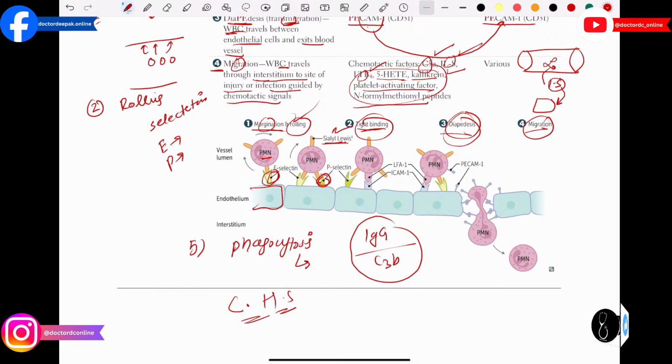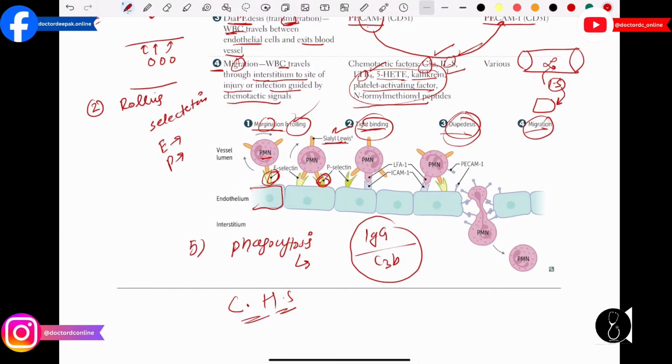So let's take a quick review of what we studied from the first page, acute inflammation, then on the second page, leukocyte extravasation. First of all, they will ask you how many steps there are in neutrophil arrival or leukocyte extravasation. You can say there are a total of 5 steps. First is margination, second is rolling, third is adhesion, fourth is transmigration and chemotaxis, and fifth is phagocytosis.